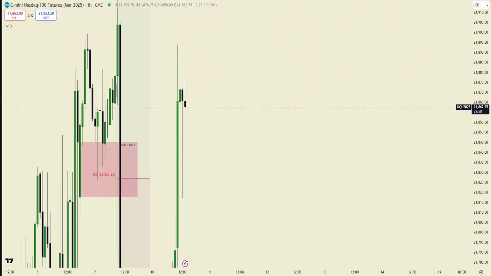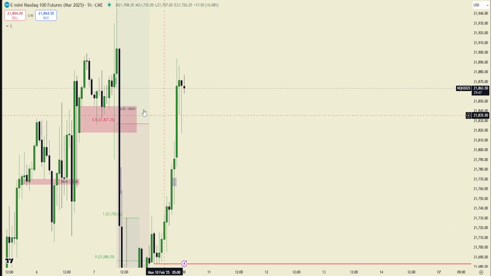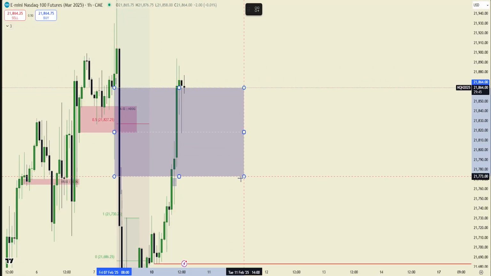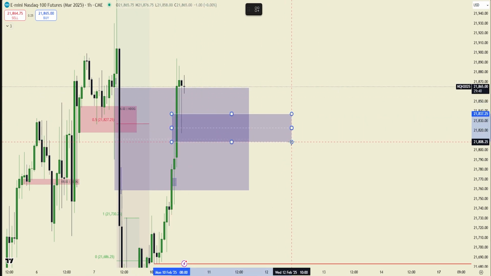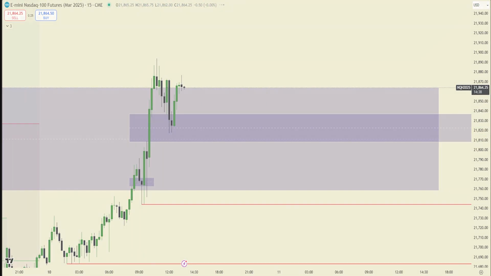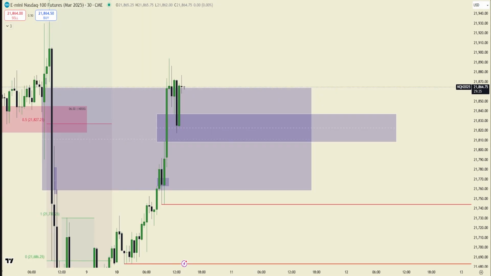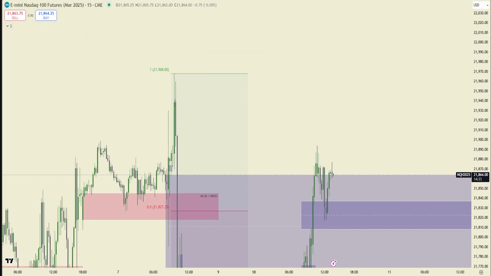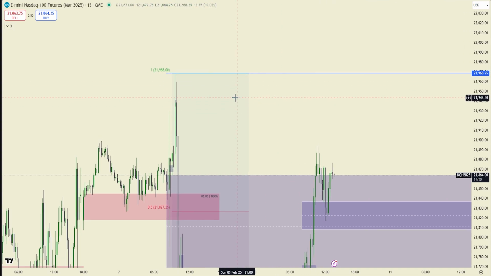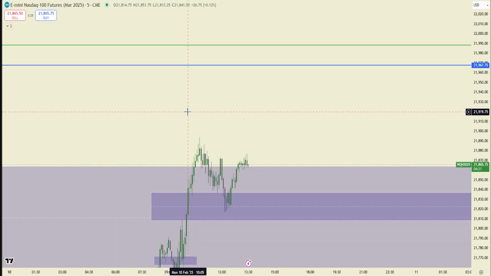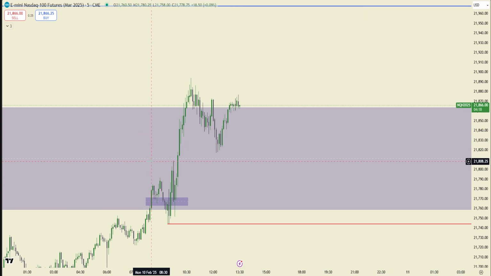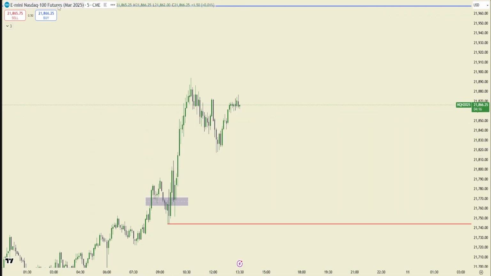So the biggest thing for me as far as bias goes is this 1 hour gap that got inversed. I think it's just going to signal further upside. And then we're also delivering out of this 1 hour gap here. So just pretty clear, on longs right now. I'm guessing this is the high here that we're targeting. So yeah, bullish. That's the vibe.